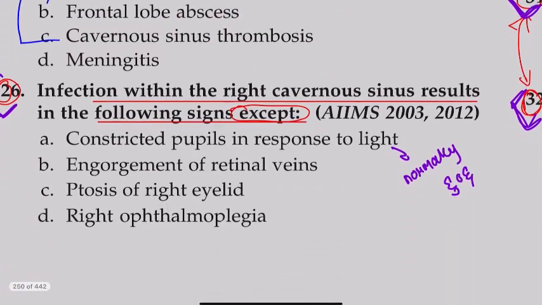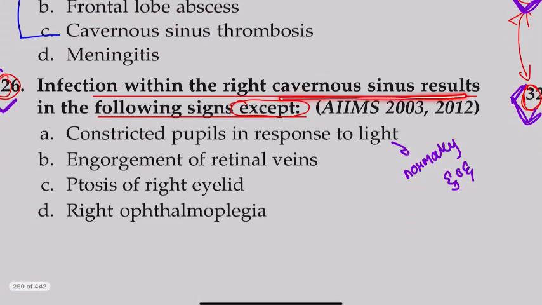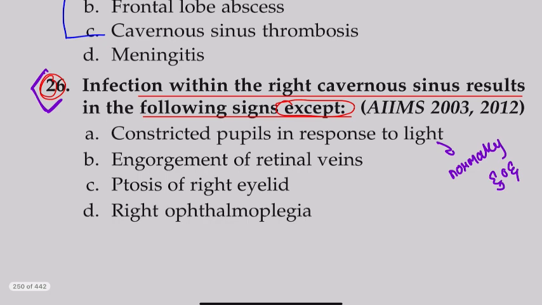Infection within right cavernous sinus resulting in following sign except: constricted pupil in response to light. It is not the right answer. Why? Because in cavernous sinus thrombosis, pupils are dilated and fixed due to involvement of the third cranial nerve and stimulation of sympathetic plexus. Right? There will be no constriction, there will be dilation.